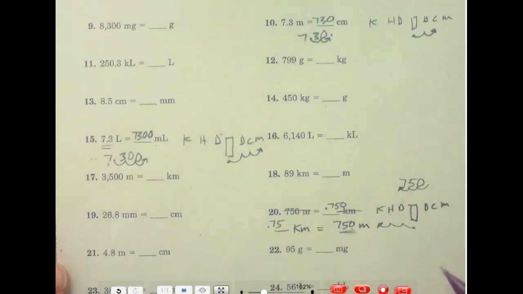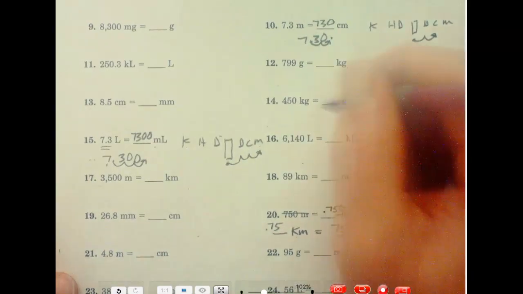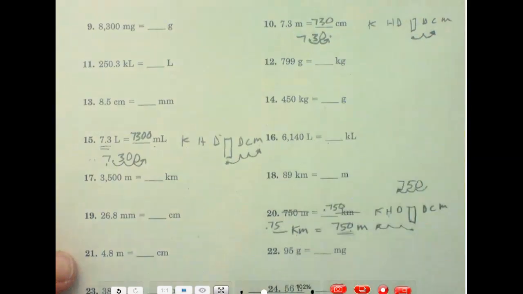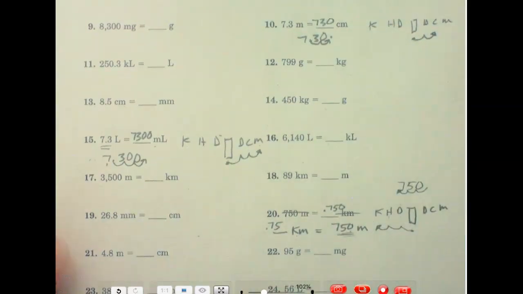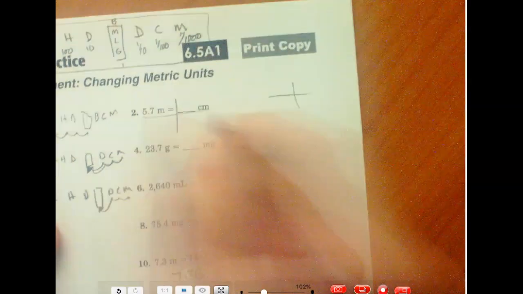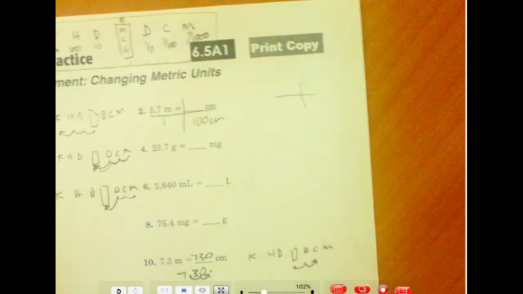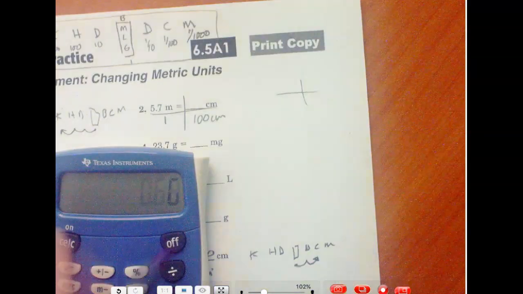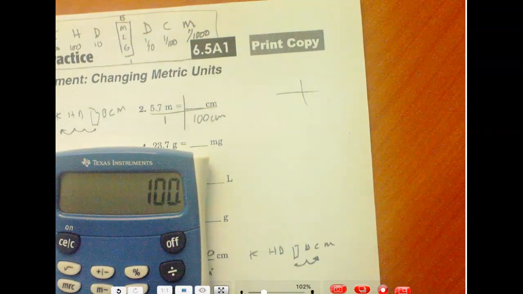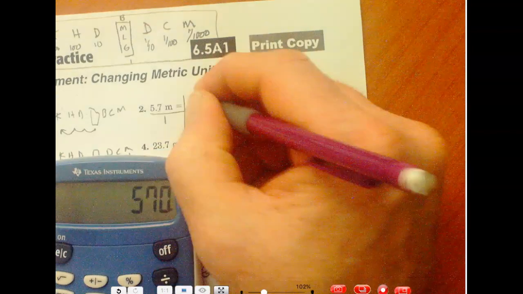All right. I'm going to do just a couple the way I do them. Let's see. Go back up here. Again, I use the box system because I kind of know how much is in each. I know some unit rates. 5.7 meters is how many centimeters? Well, I know that 1 meter is 100 centimeters. So I can just multiply 5.7 times 100 and get 570.